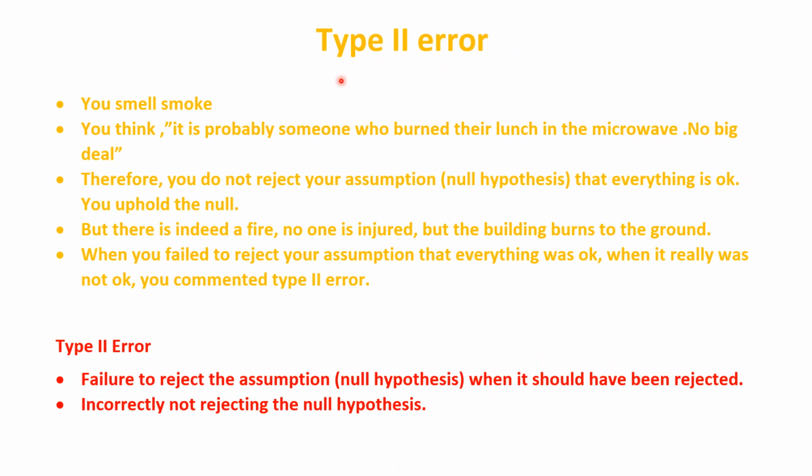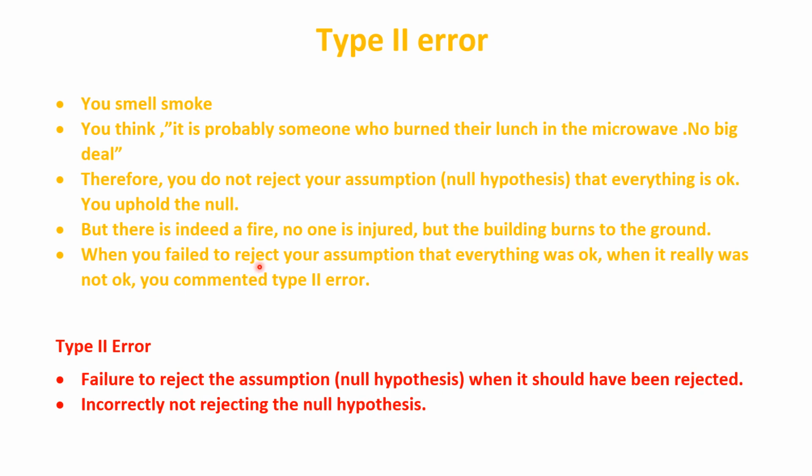Let us talk about the type 2 error. You smell smoke. You think it is probably someone who burned their lunch in the microwave. No big deal. Therefore, you do not reject your assumption that everything is okay. You uphold the null. But there is indeed fire. No one is injured, but the building burns to the ground.